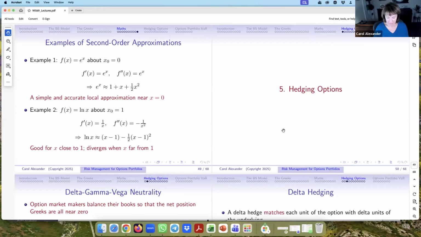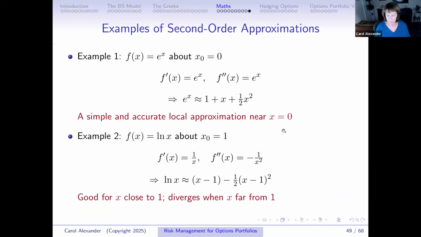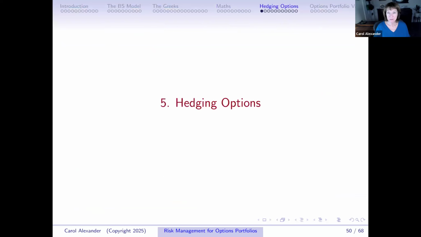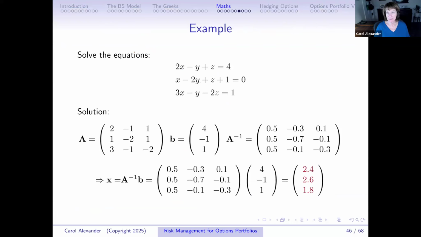Okay, now we're going to solve some simultaneous linear equations to find a delta gamma vega neutral portfolio. So this is where I am. I just finished a little bit of maths, which we're going to use in the last video, but not in this video. We're not going to use the Taylor expansion. We're going to use the solving of simultaneous linear equations, right?